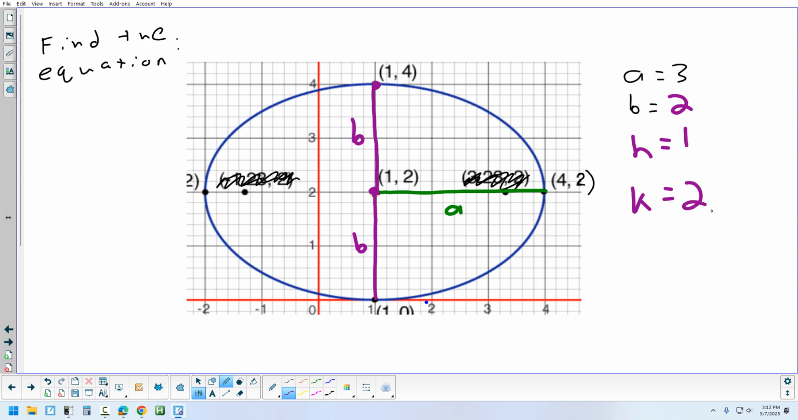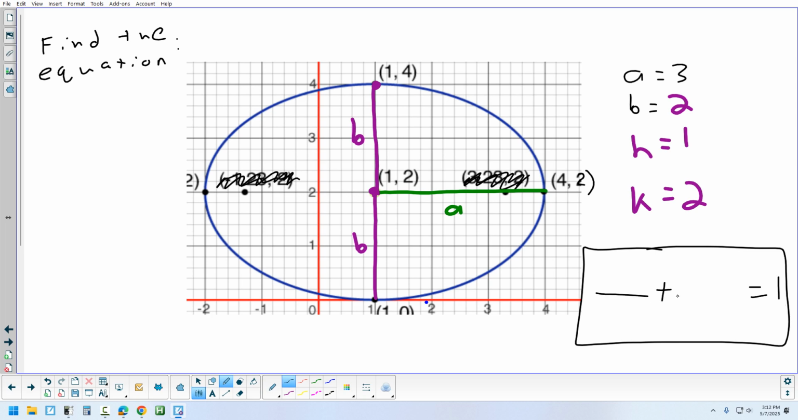All right, that's all the letters we need to write the equation. So now, we're just gonna make sure we set it up right. So we're gonna have equals 1. We've got 2 fractions, plus sign between them.